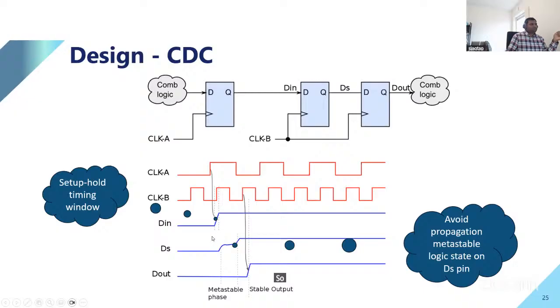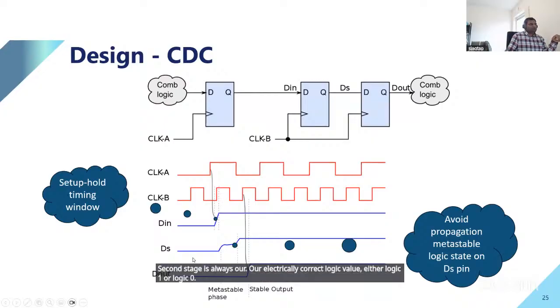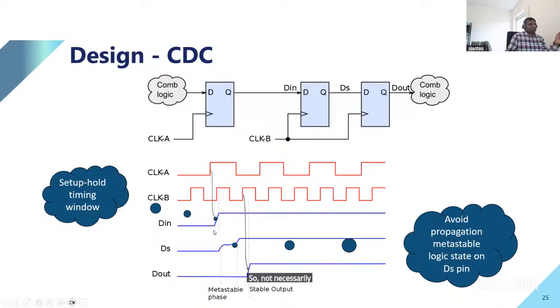So what happened here, you see, on the first clock edge, the first flop is sampling a metastable state, but it's not propagating to the second stage. The second stage always has an electrically correct logic value, either logic 1 or logic 0. Not necessarily the logically correct one. You have a rising edge here, it will settle. In this diagram, it's settling luckily on logic 1, but it could settle on logic 0.